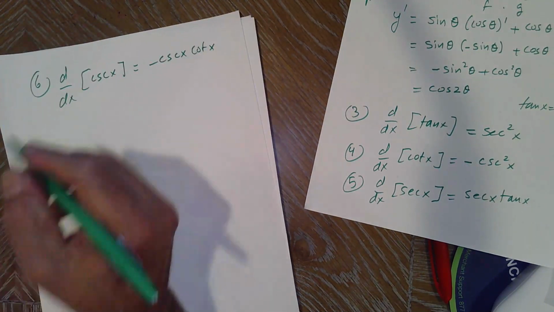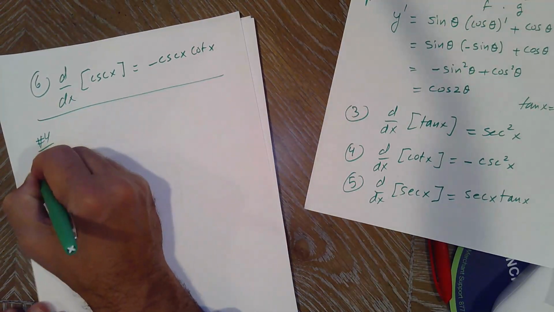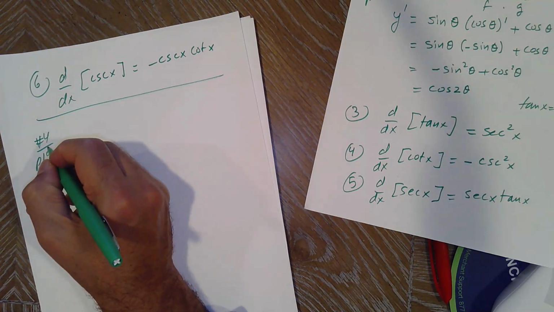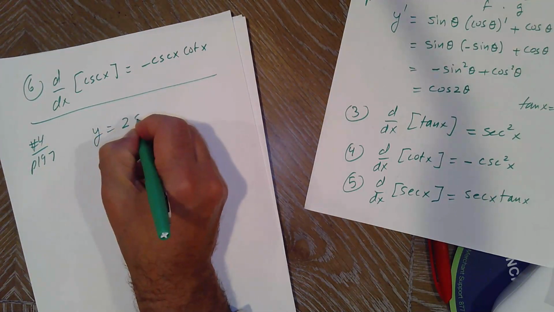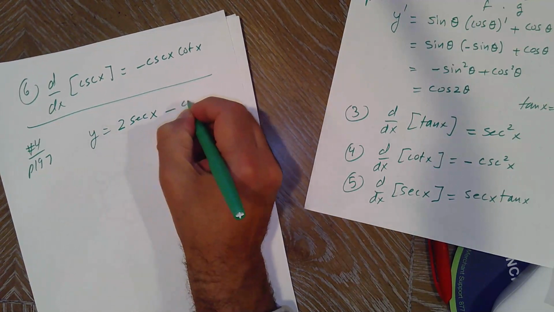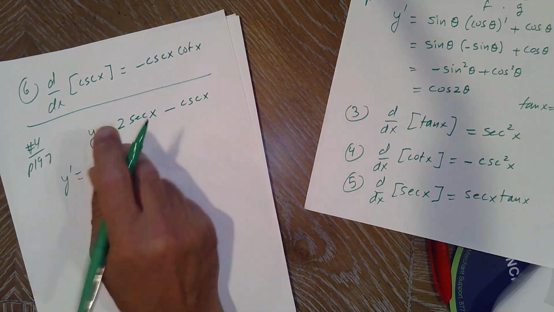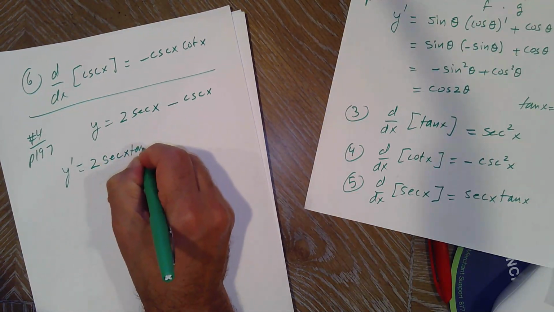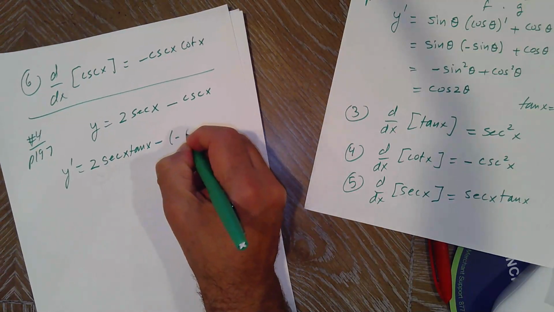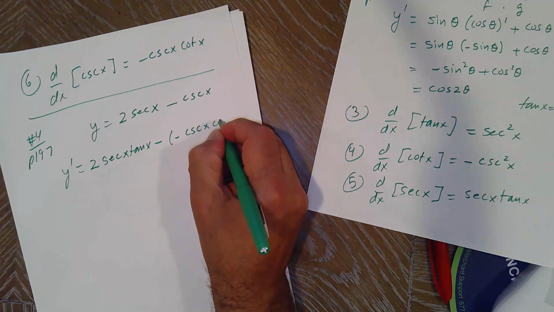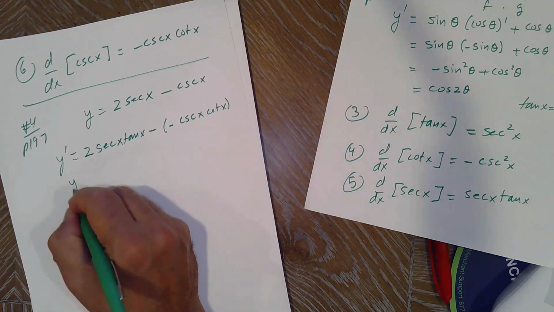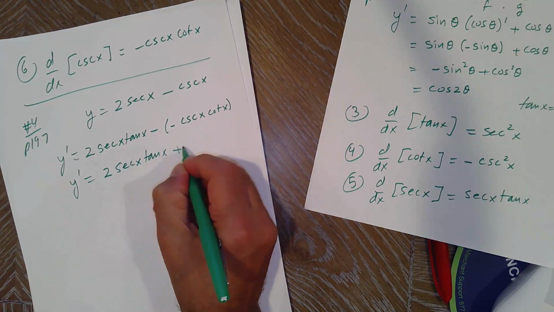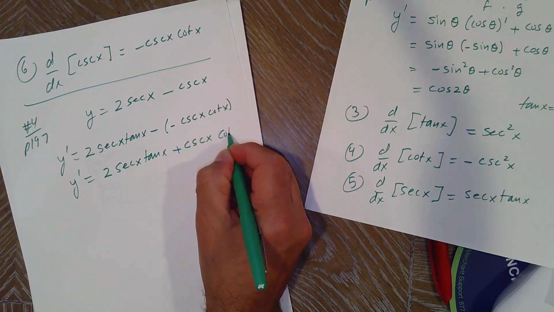Okay, so number 4, page 197. So we have y equals 2 secant x minus cosecant x. Derivative, again, that's a constant, we pull it out. Derivative of secant is secant tangent. And derivative of cosecant is negative cosecant x cotangent x. So this would be 2 secant x tangent x. Now two negatives make a positive, plus cosecant x cotangent x.